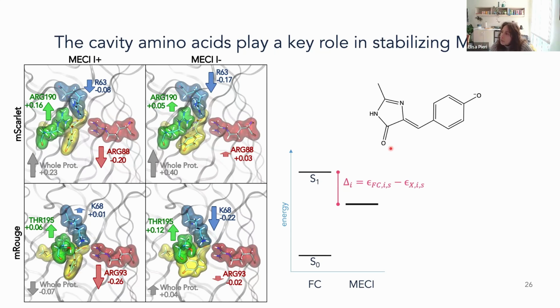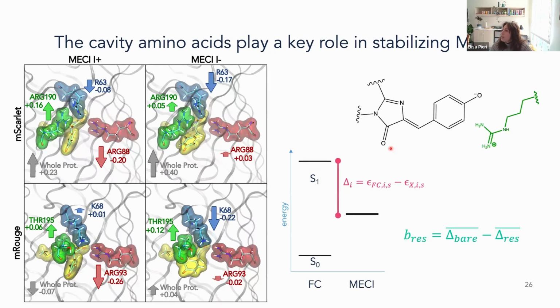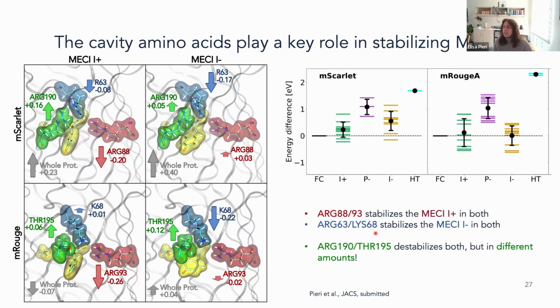It's just the chromophore in that specific geometry without anything around it. And then we redo the calculation, but with putting one side chain of one amino acid at a time close to it and recalculating this energy barrier. Is it increasing? Is it decreasing? This will tell us what kind of impact each amino acid has. And the results here are interesting.